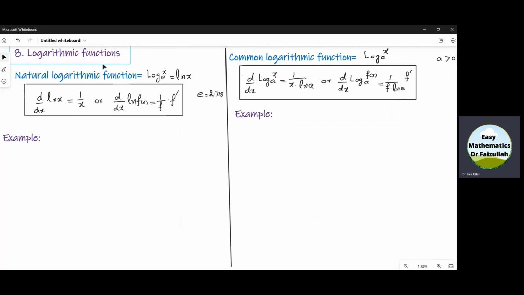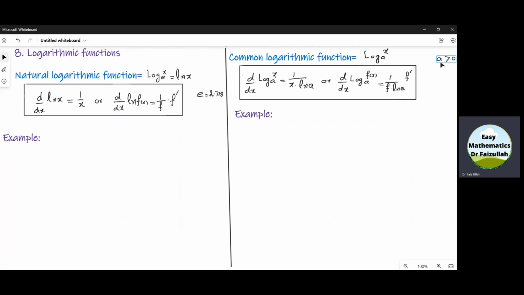Differentiation of logarithmic functions. There are two types of logarithmic functions. One is called the natural logarithmic function, which is denoted by log x to the base e, where e is a fixed constant. Its value is 2.718. It is also denoted by ln x. The other is the common logarithmic function. It is denoted by log x to the base a.